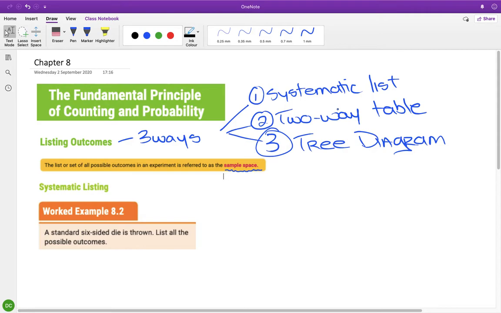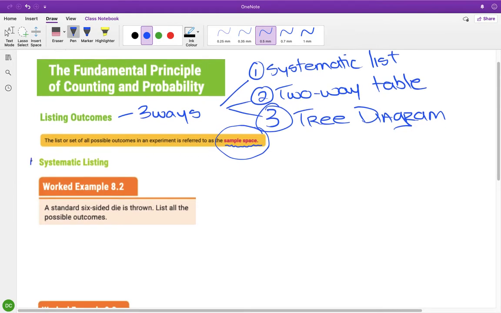Okay, so we have 3 different ways to essentially make a list, but that list has a special name, and the special name is that it's a sample space. Okay, so what we're going to look at today is the first 2. So you can see here I have number 1, systematic listing. Systematic listing is used for very simple experiments or examples.